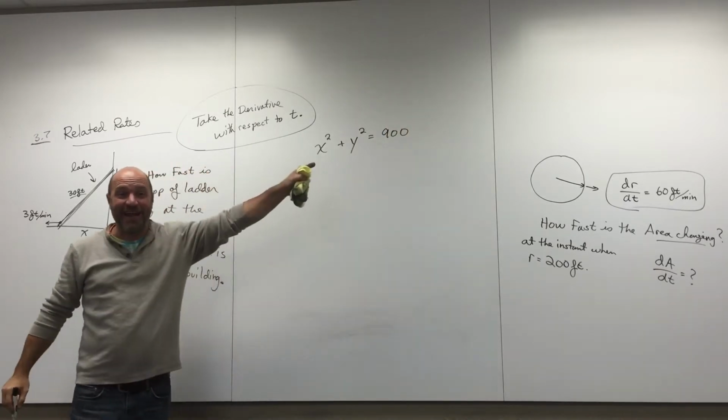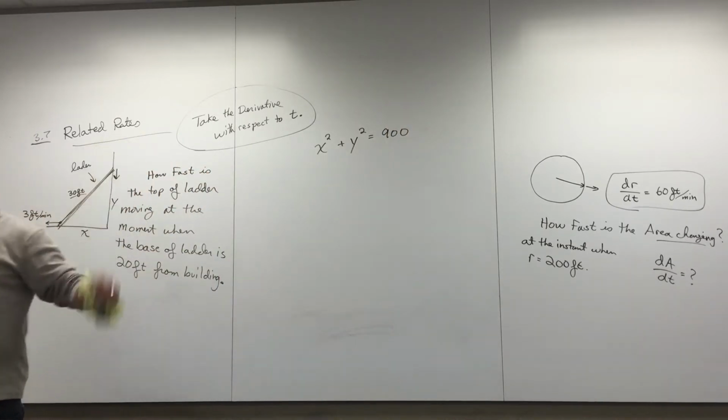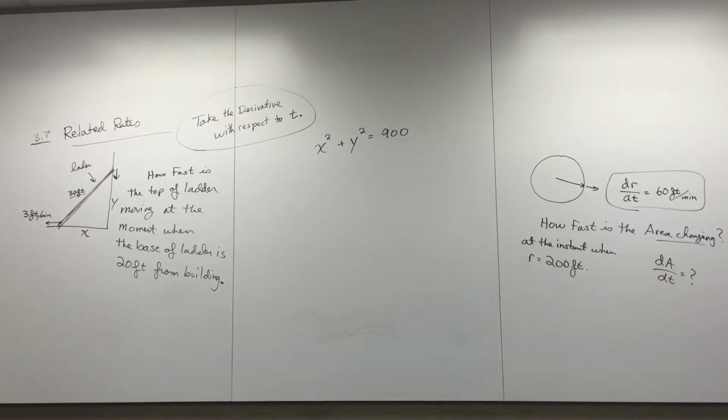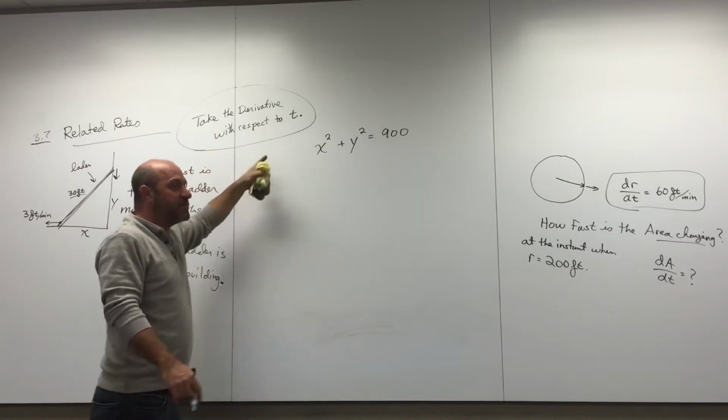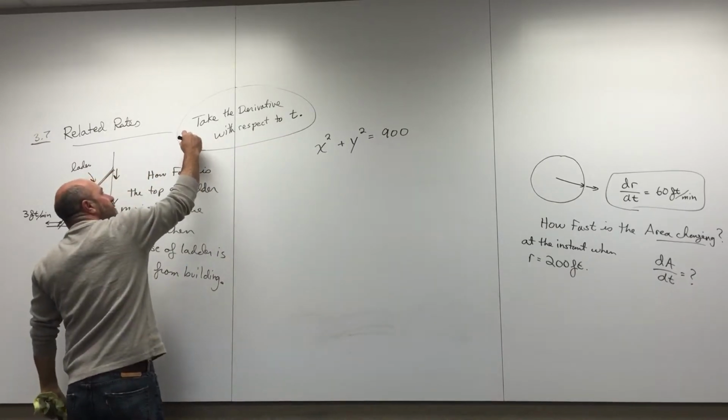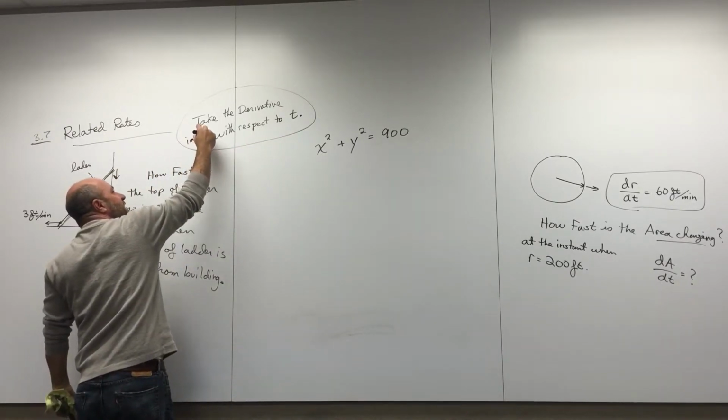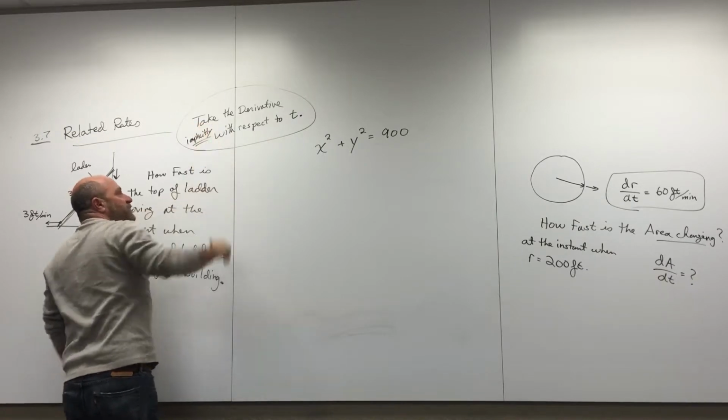That's awesome. That's what I needed. I needed an equation. And now what do I do to that equation? I take the derivative implicitly with respect to t. I should add that word in here. I'm taking the derivative implicitly with respect to t.